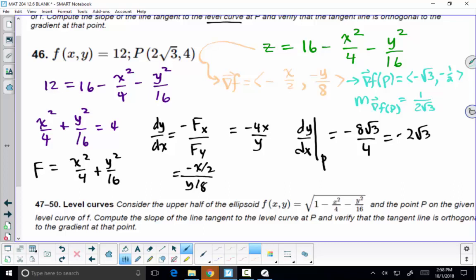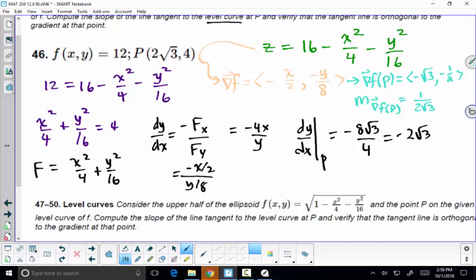Now how do we know that the slope of the gradient and the slope of the curve form a right angle? Opposite reciprocals. The product of slopes for perpendicular lines has to be -1. If you have two lines that are perpendicular, the product of their slopes is -1. And if you multiply those two together, you get -1. Does everyone follow that?